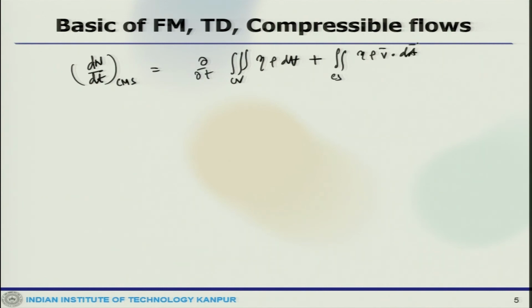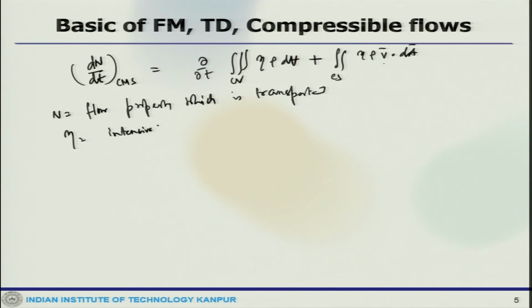So, this is velocity, this is volume. N is the flow property which is transported, eta is the intensive value of flow property, which is N per mass, and then this is the first term, this is second term, this is third term.